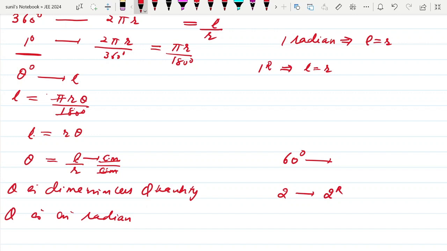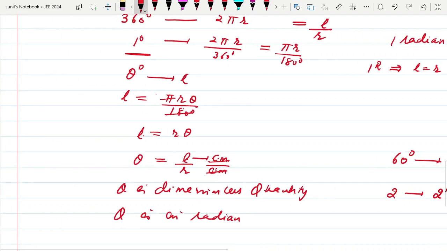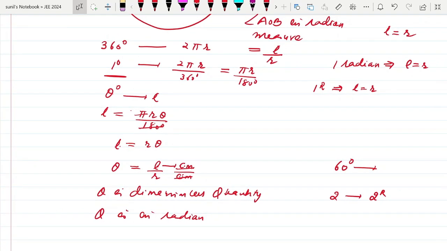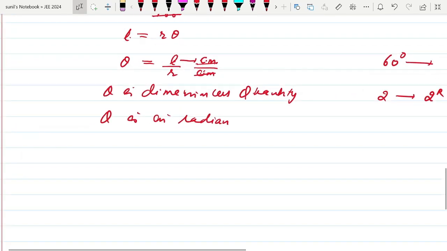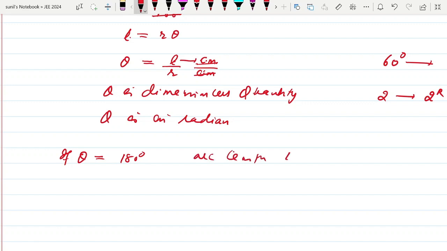Now why do we need radian? Because in degree measurement, we cannot relate the degree to a real number. But after considering this radian measurement, we can have the correlation between the degree and radian, and then the real number corresponding to each degree. So if theta is 180 degree, then what is the arc length? The arc length in this case is pi r.